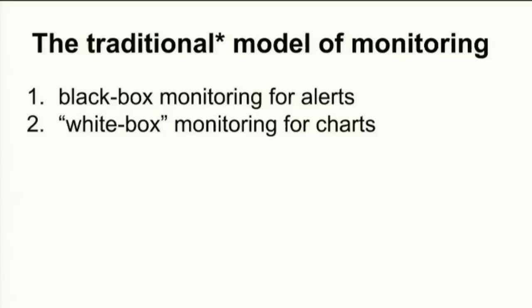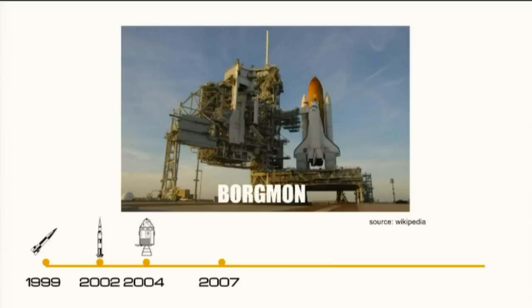So I mentioned black box monitoring already. The asterisk means it's maybe not traditional so much as what was being done for a while. The white box monitoring, the performance data, which is the introspection into the system, isn't being involved in our alerts. It's going into databases so we can plot charts and do some retroactive analysis.